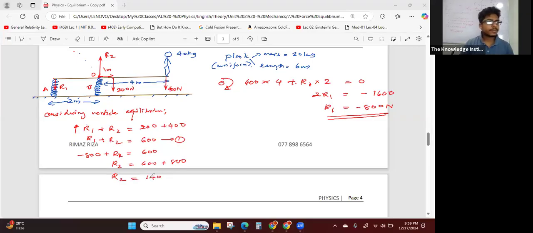Okay. So here you can see in the downward direction we have these forces: this 400, 200, 600, and R1 also downward, 800. So totally 1400. That 1400 should be balanced by this R2, 1400 Newton. Okay, right. So therefore, we can write the answer for this question.